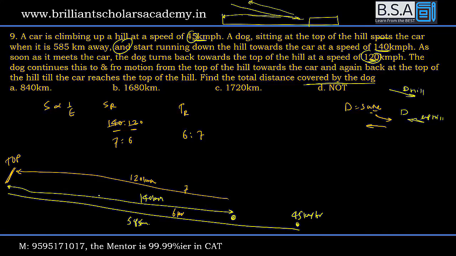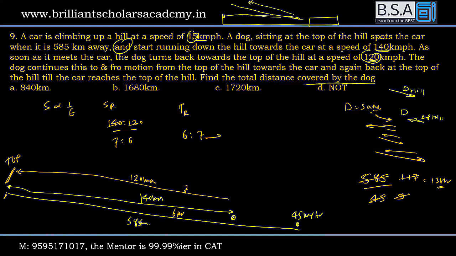Now, can I say the dog will keep on traveling, going down, going up, going down, going up, till the car reaches the top. What is the distance? 585. What is the speed of the car? 45. 5 into 9, 5 into 1, 1, 7. And this is 9 into 13. That means for 13 hours, the dog will keep on running.